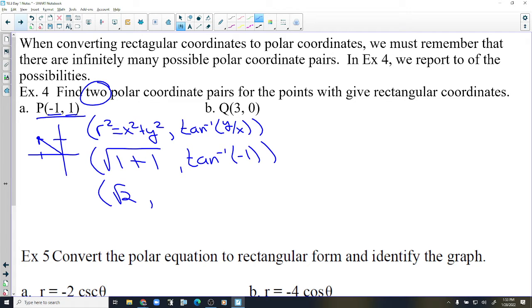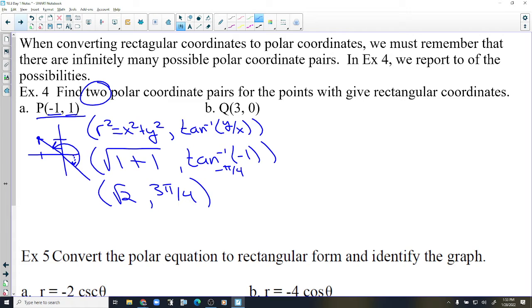This is the square root of 2. With this one, the actual answer for the inverse tangent is negative pi over 4, but that's not the one that we want. That tells us that we're down here, and we're not down here. We have to add pi to that. In other words, it's 3 pi over 4. So you have to know where you are in order to answer some of these, especially with inverse tangent.